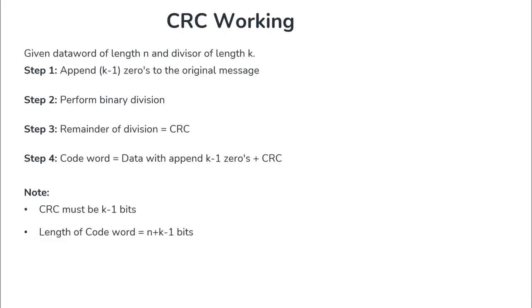What is the basic working principle behind CRC? You will be given a data word of length n and a divisor of length k. You append k minus 1 zeros to the original message. Now perform binary division. The remainder of the division is equal to your CRC. Now, what is transmitted? The actual data along with the CRC is transmitted. So the code word is the data with the appended k minus 1 zeros replaced by the CRC. So the CRC must be k minus 1 bits, very important, and the length of the code word should be n plus k minus 1 bits.